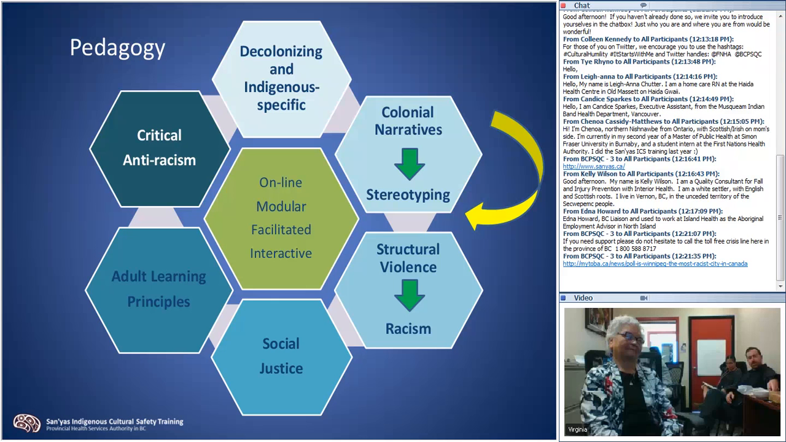We center Indigenous perspectives and experiences in this training, and this helps us to keep focused. This training applies a decolonizing lens, and it is anti-racist. It addresses both individual and structural racism.